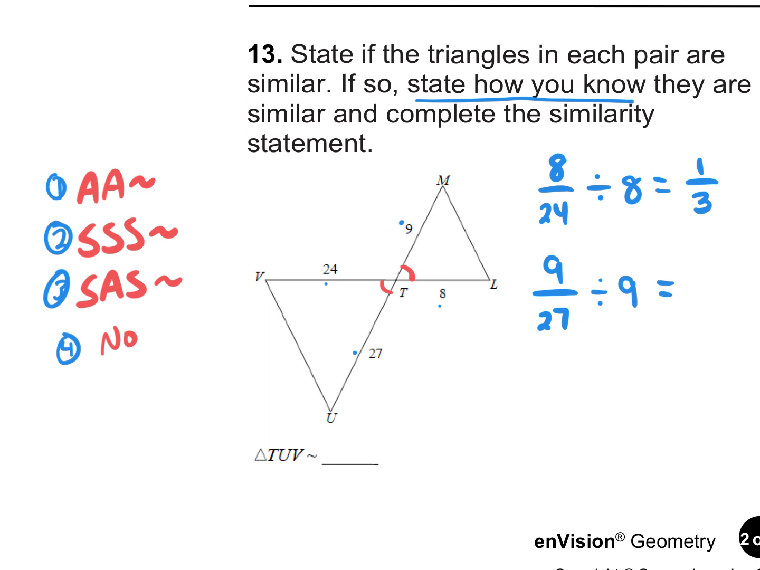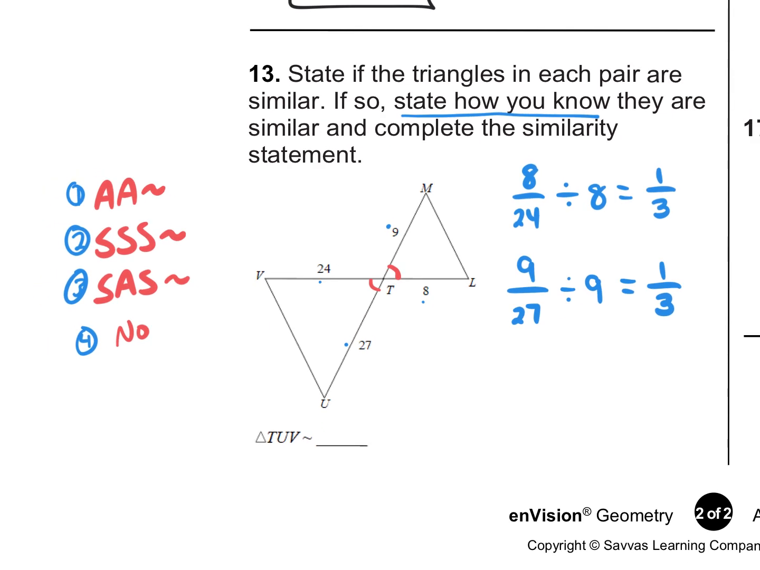Go higher to get 9, and I would have 1 over 3. So this tells us that their side ratios are the same. Do you agree we've checked all the information we need to? Okay, so now, if we can, we match it up with one of these.